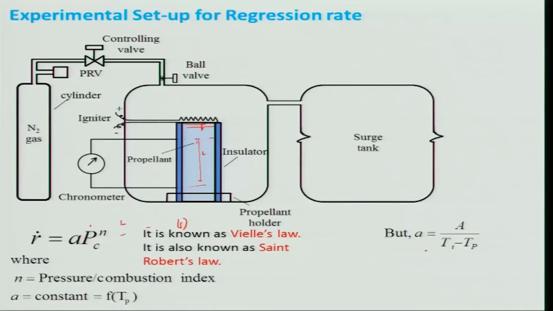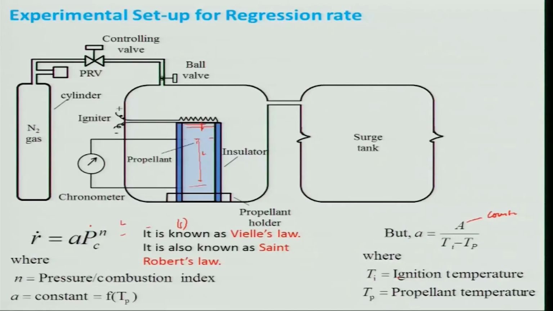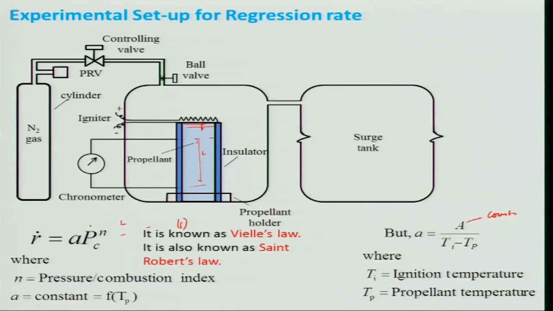So if you look at a, this is a constant. Ti is the self-ignition temperature of the propellant, and Tp is the propellant temperature. Tp will change depending on the environment and other things, whereas the self-ignition temperature depends on the type of propellant being used. It remains the same. So basically a is not really a constant because Tp will vary. We will see how it varies and how it affects the regression rate.